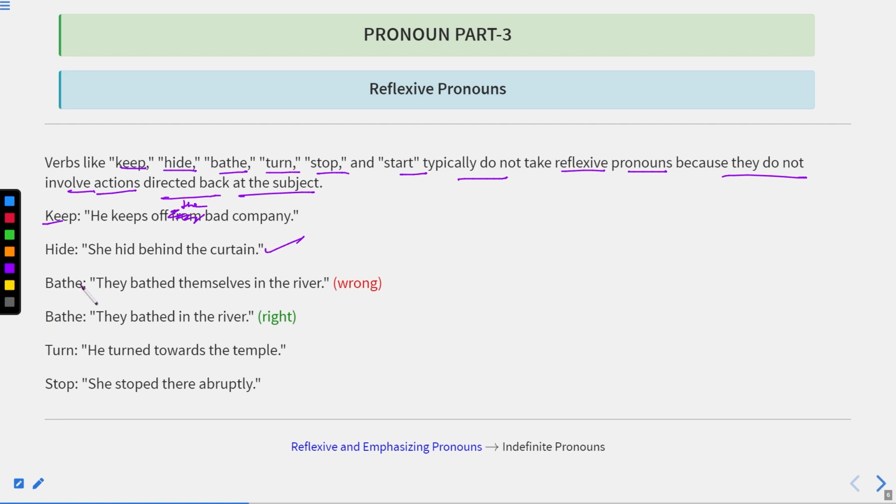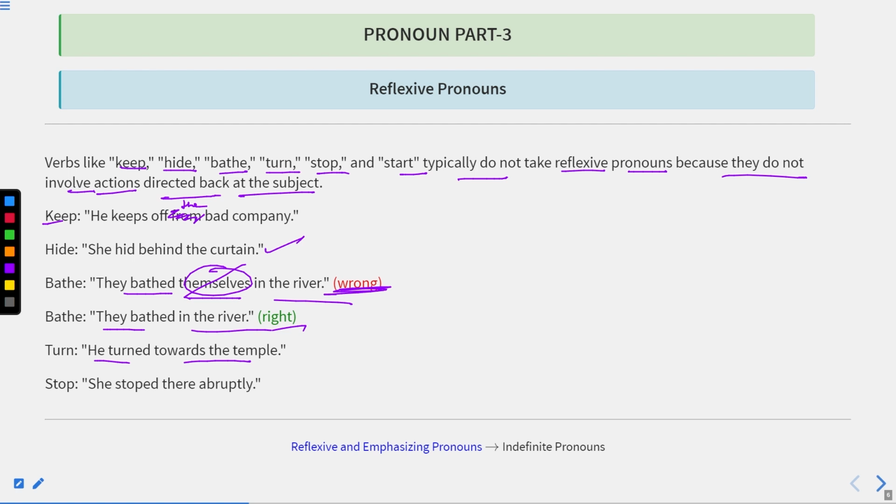Bathe means to get a bath, or to take a bath. They bathed themselves in the river. Now this sentence will be wrong. Obviously we cannot say that they bathed themselves. In fact, they bathed over there. So they bathed in the river, not they bathed themselves. This is incorrect, and the second one is right.